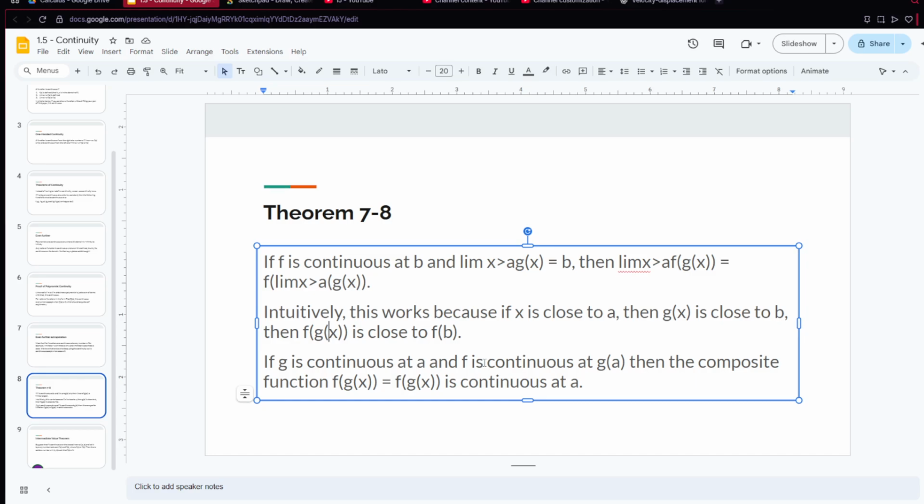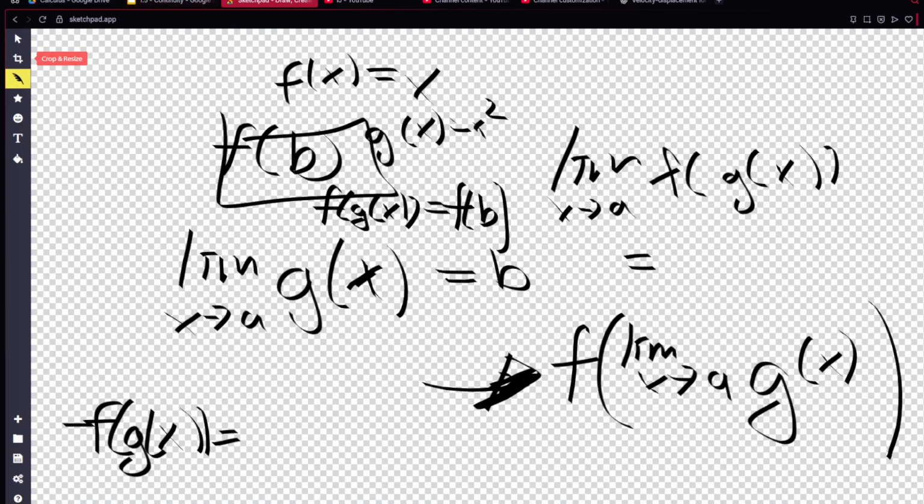Now, this is a new theorem, Theorem 8 actually, in my book. But these numbers are relative to my book, so it doesn't matter for anybody watching this video. If you're following along, if g is continuous at a, and f is continuous at g of a, then the composite function f of g of x is continuous at a, because that means g of x is getting closer to g of a. Pretty self-explanatory. Intermediate value theorem is just so easy.